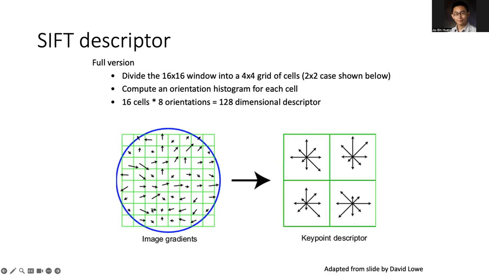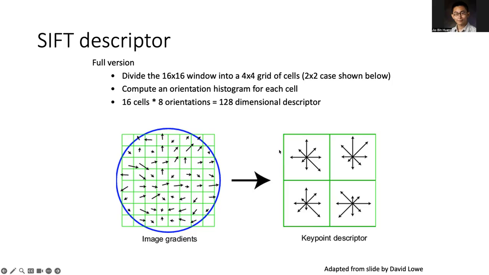All right, once you have that, you can find the description. The way they describe this is that in the local region, they break it up into 4x4 chunks. In this case, I show only 2x2. And for each grid cell, you capture the histogram of oriented gradients.